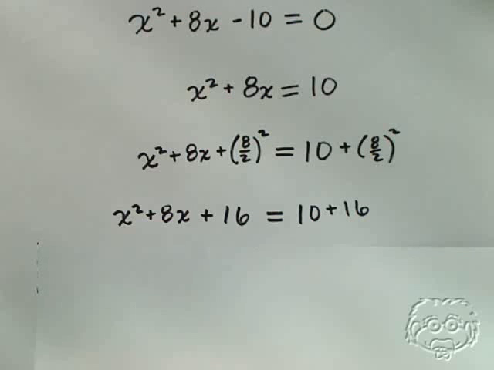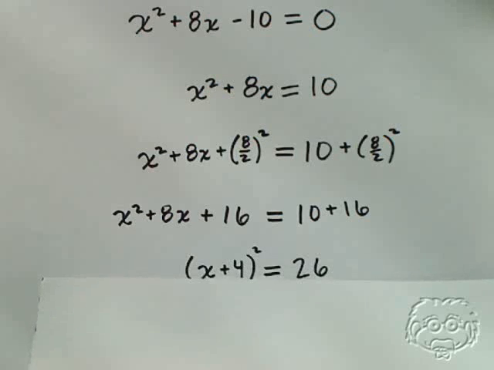Now we have completed the square. We have a perfect square expression on the left-hand side of our equation, x squared plus 8x plus 16. Now, the square root of x squared plus 8x plus 16 is x plus 4. So we could rewrite that side of the equation as x plus 4 squared. 10 plus 16 is 26, so we rewrite the right side of the equation as 26. And we get x plus 4 squared equals 26.